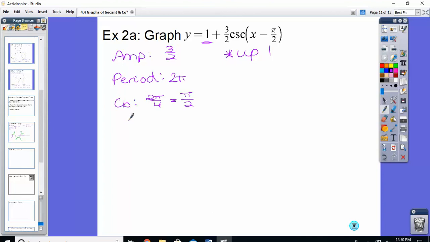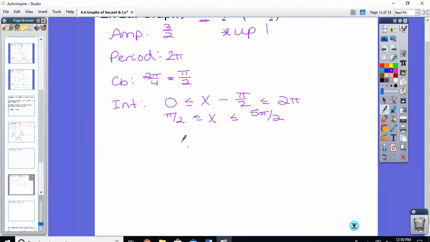Okay, do we have to do the interval here? Yes, because we have something added or subtracted with our x. So, for sine and cosine, or secant and cosecant, you always do 0 to 2 pi. Add pi over 2 to everything. So we get pi over 2 to 5 pi over 2.